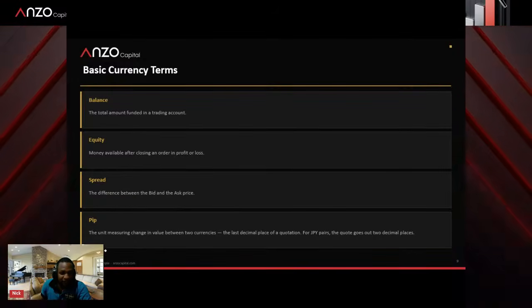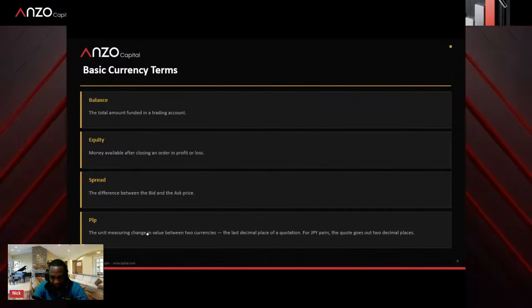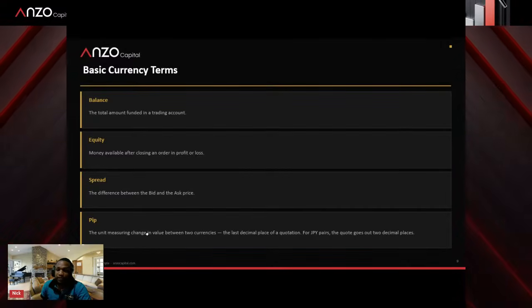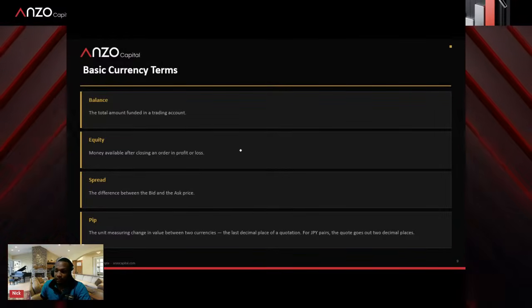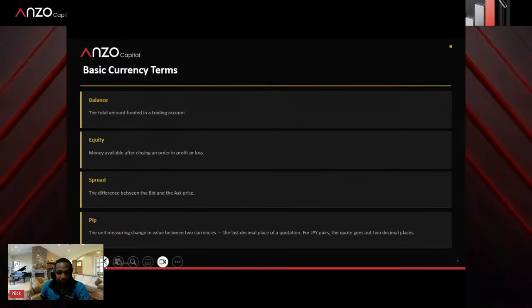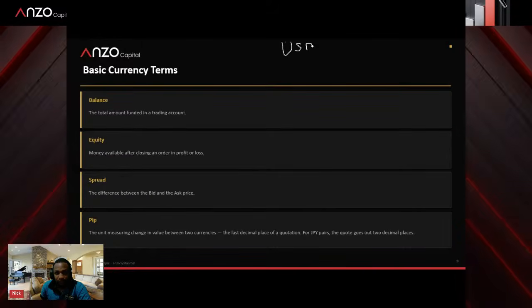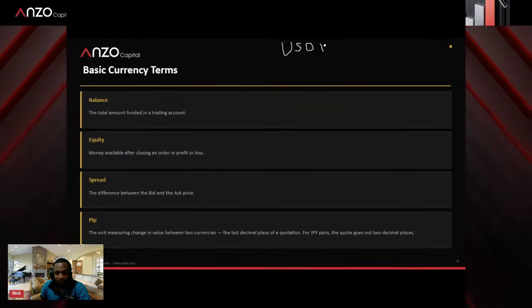Pips: the unit measuring the change in value between two currencies, right? So when a currency moves, let's say for example Kenya shillings versus the USD, let's say we have a pair like the USD KES. Let me make some drawing over here. Don't mind my drawing. I mean, USD KES.